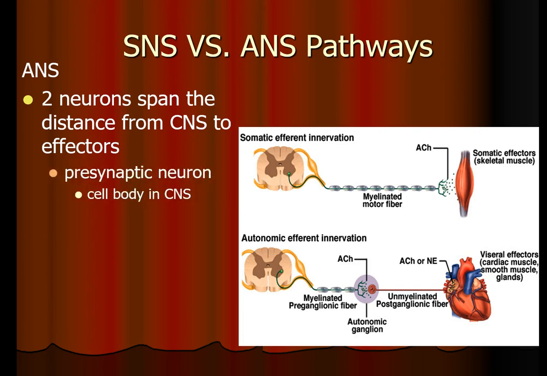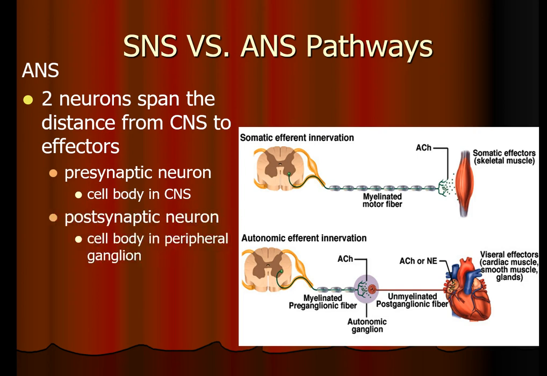Its presynaptic neuron cell bodies are in the central nervous system. Its synapse is on a postsynaptic neuron, oftentimes in a ganglion. And that's where the cell body is, and then it goes the rest of the distance to the effector. Okay?